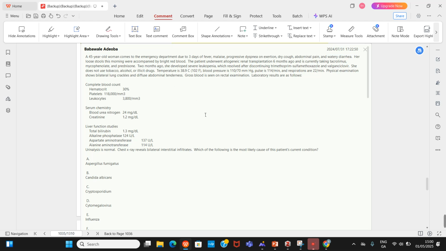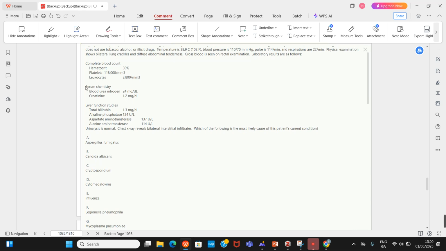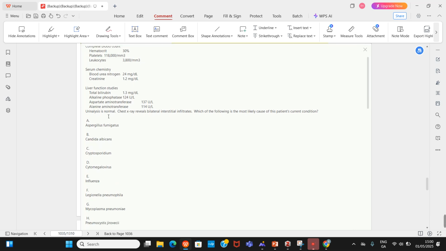Temperature is 38.9, blood pressure is 110/70, pulse is 114, respiration is 22. Physical examination shows bilateral lung crackles and diffuse abdominal tenderness. Gross blood is seen on rectal examination. Labs are as shown: hematocrit 30, platelets 118,000, leukocytes 3,800. Blood urea nitrogen and creatinine are normal. There is elevated alkaline phosphatase. The liver enzymes are elevated. Urinalysis is normal, and chest X-ray shows bilateral interstitial infiltrates. Which of the following is the most likely cause of this patient's current symptoms?